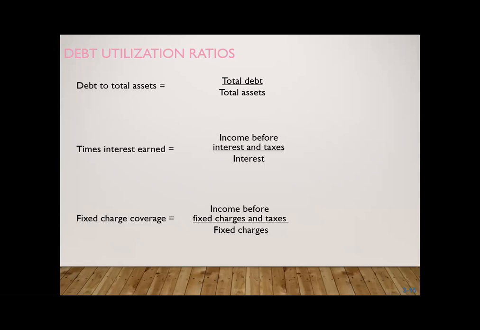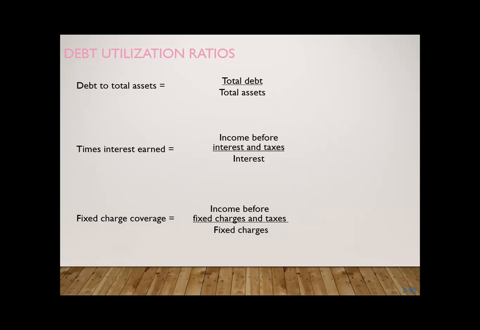Then we have times interest earned. Here we are looking to see if a company is able to cover its interest, the interest that it's actually going to pay. Can it actually pay it? How many times can it cover that interest from its operating income? So it's income before interest and taxes, and then that will be divided by interest.